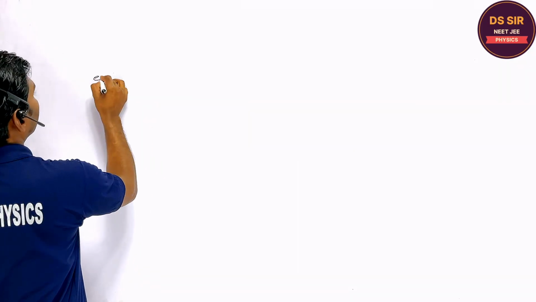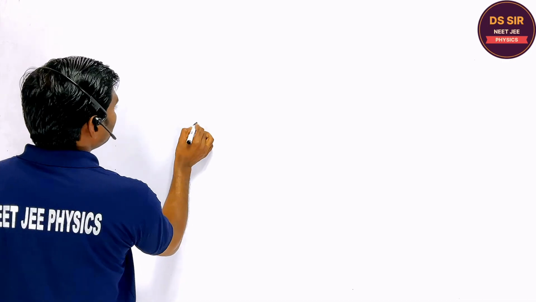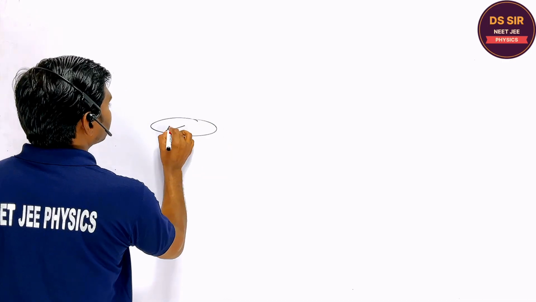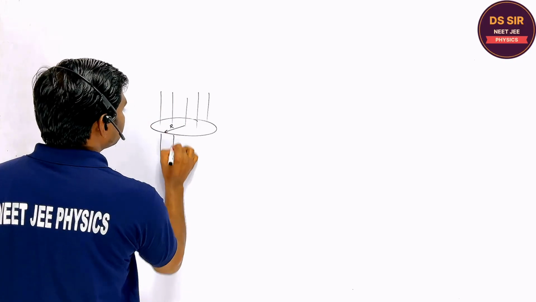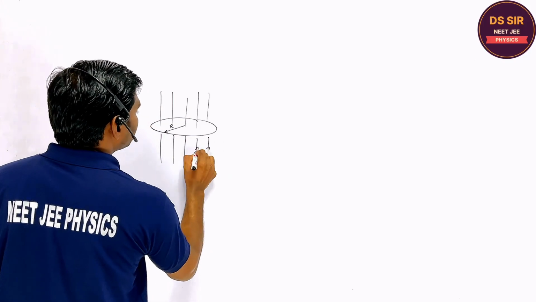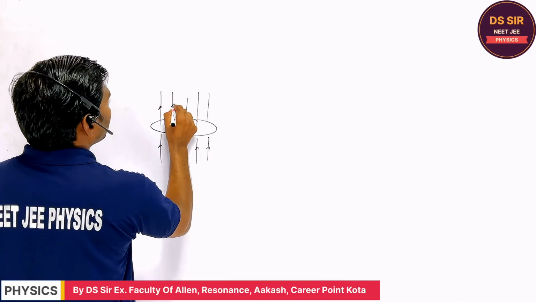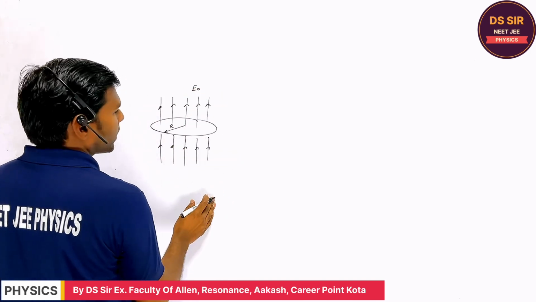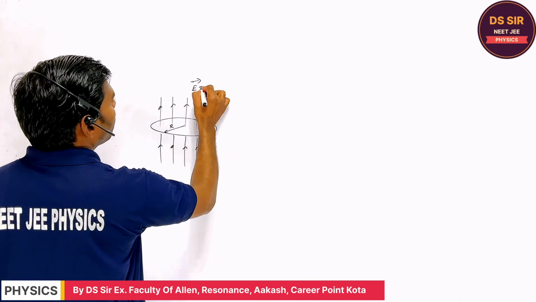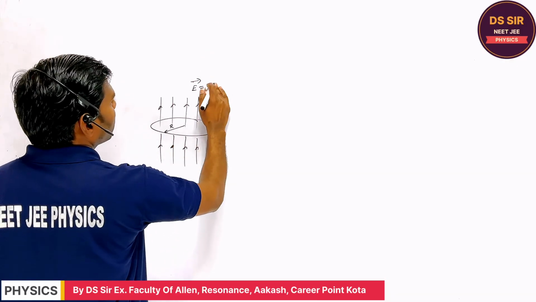Let's see one example. For example, suppose this is the surface of radius r and the electric field is constant and it is crossing like this, right? It is going and coming out from the surface. The electric field is constant over here, right? The electric field is E naught in the upward direction.